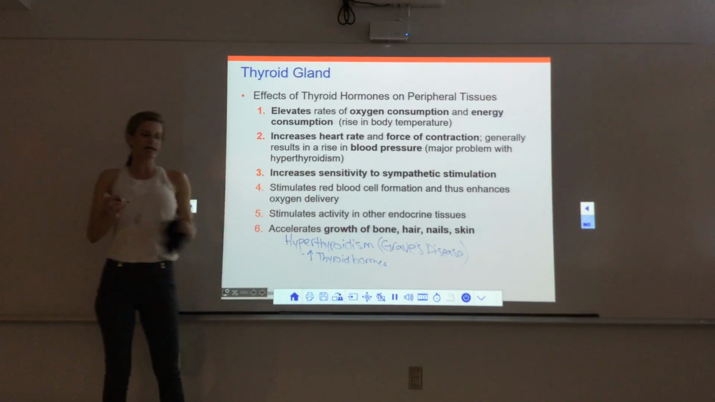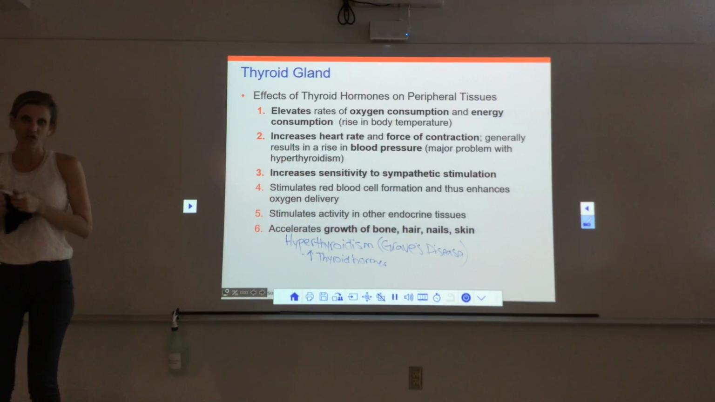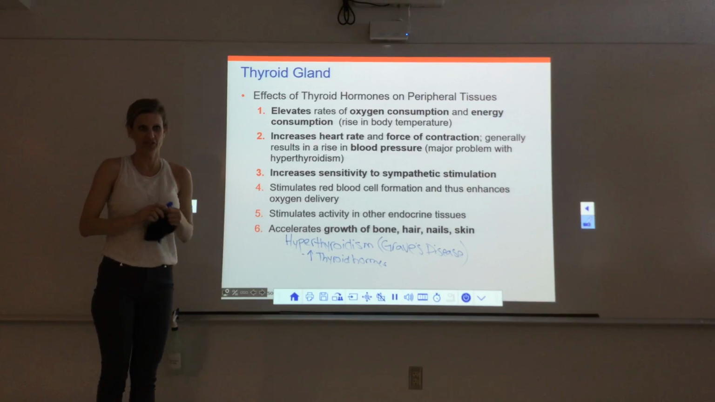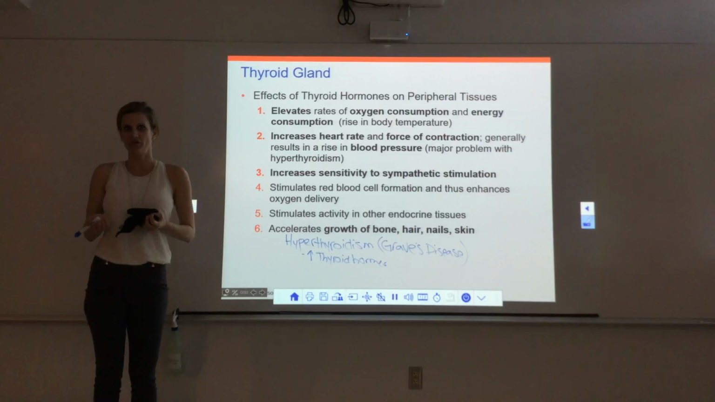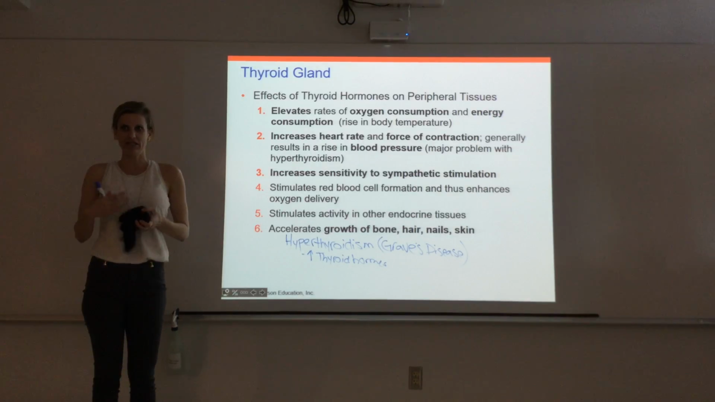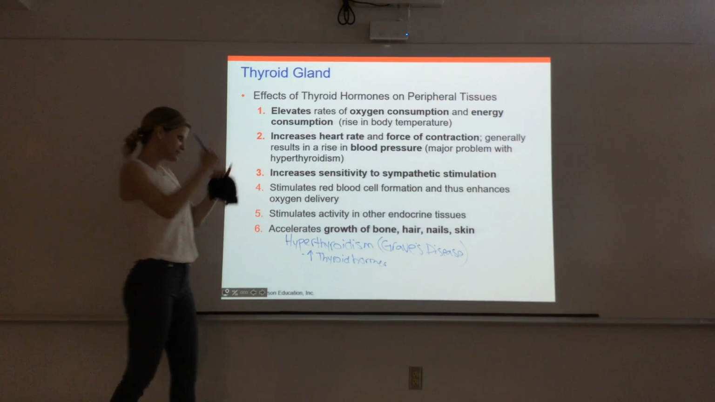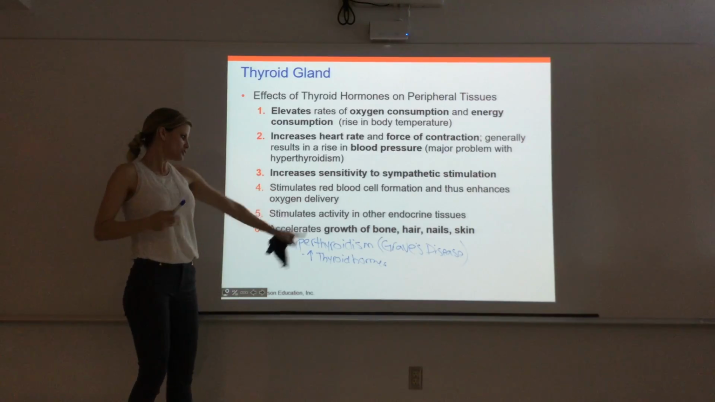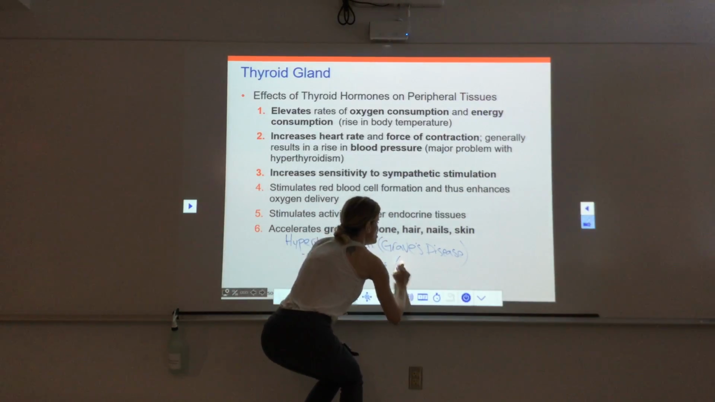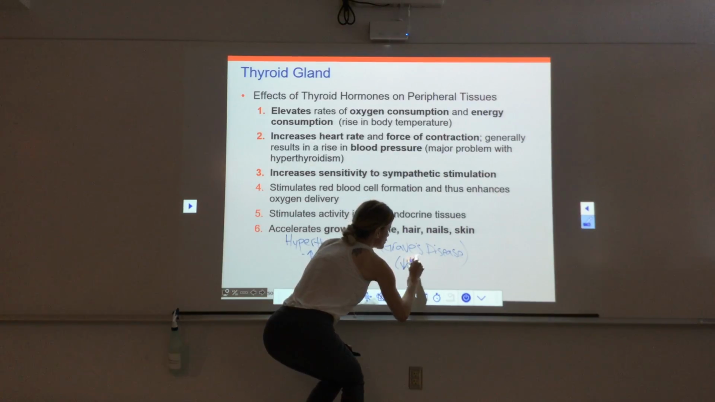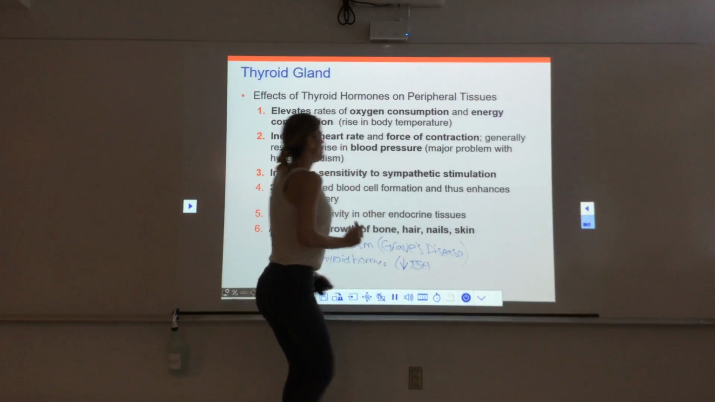Interestingly enough, when we test for hyperthyroid and hypothyroid, we don't test for the levels of thyroid hormones in your blood. We actually test for how much TSH you have in your blood, how much thyroid stimulating hormone. And there is this opposite effect with them. So if you have too much thyroid hormone, if you have hyperthyroidism, your blood test would actually show a decrease in TSH, thyroid stimulating hormone.